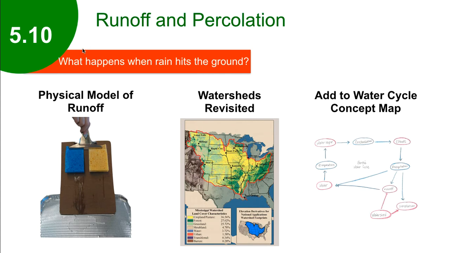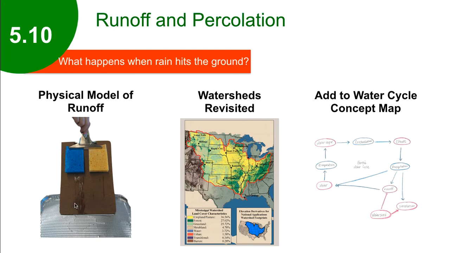In 5.10, we continue looking at the water cycle and figure out what happens when rain hits the ground. We do a physical model of runoff using two sponges on a clipboard, one of them saturated and one of them having no water in it to start. And we pour new water on and see how much runs off and how much percolates in.